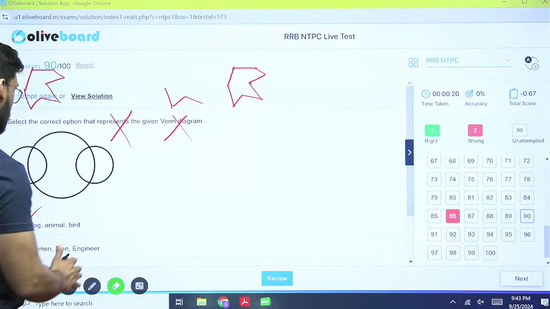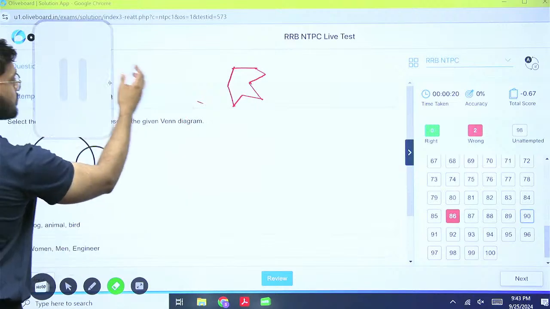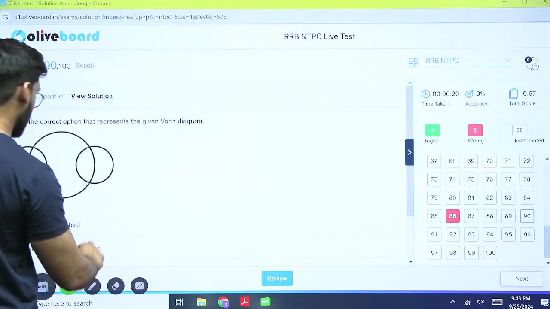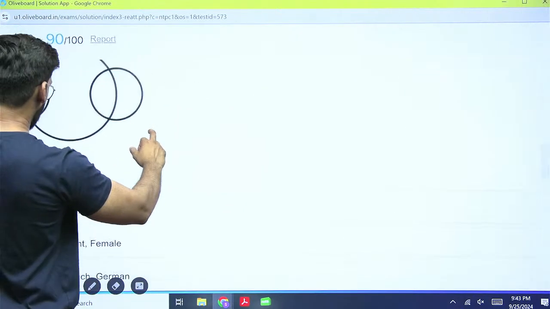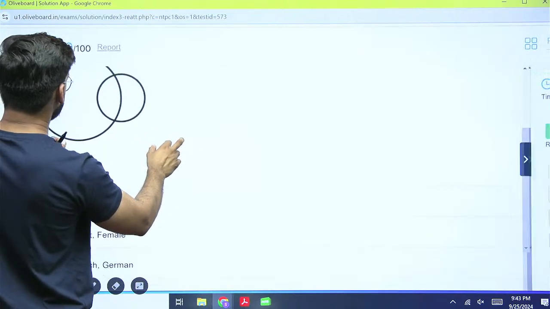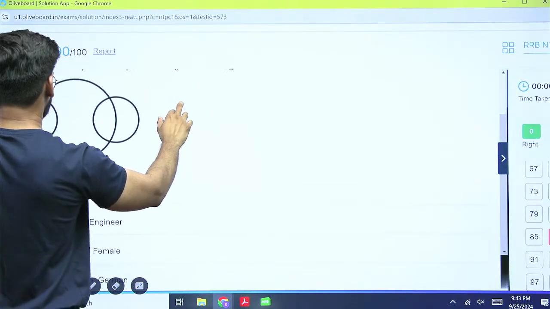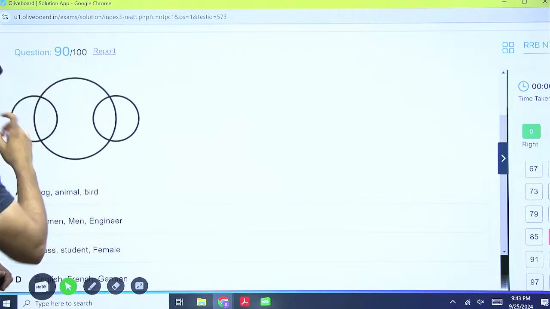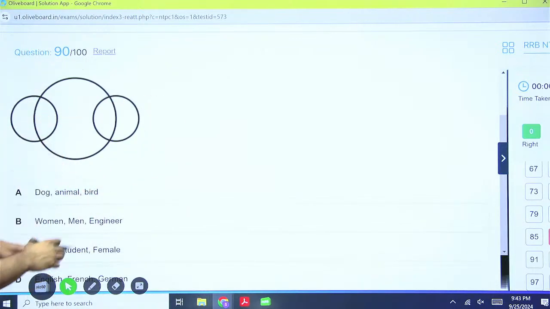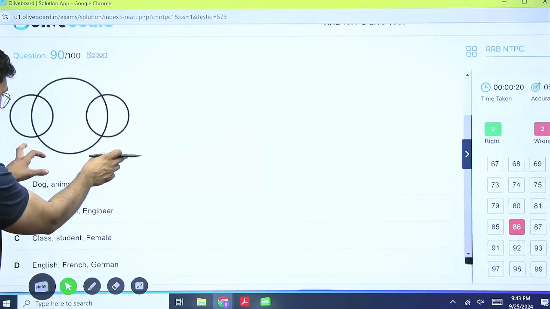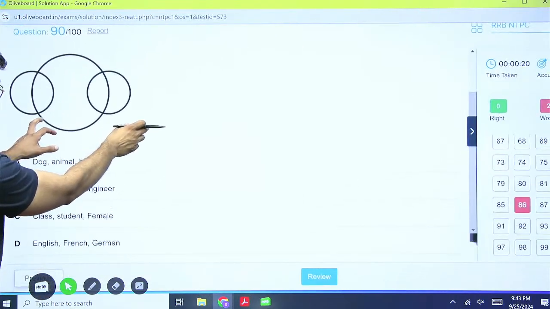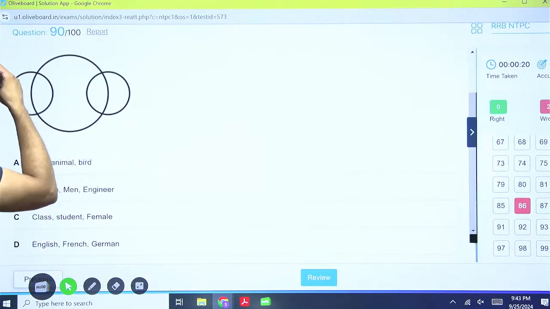The next question on our screen is from the Venn diagram chapter, and I hope you all have attempted this question with accuracy. Okay, we need to find out which of the given options this diagram resembles.